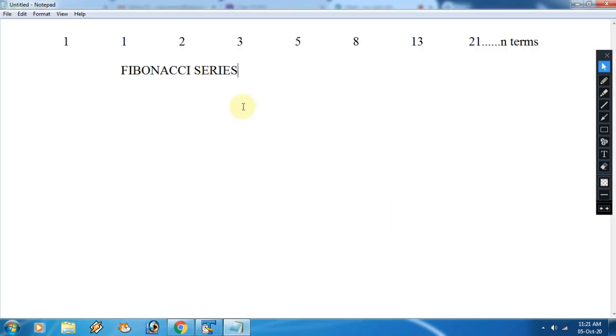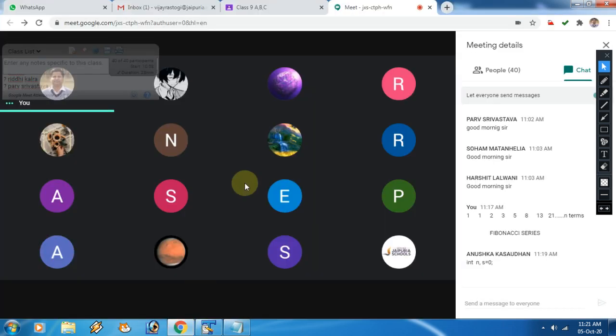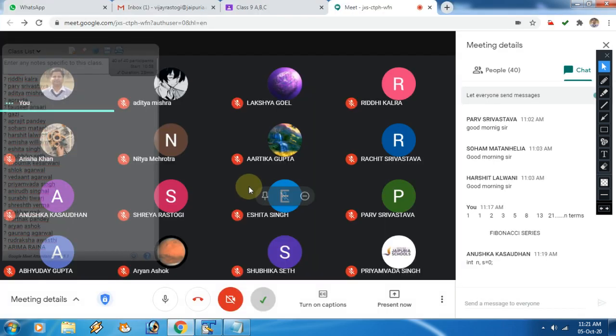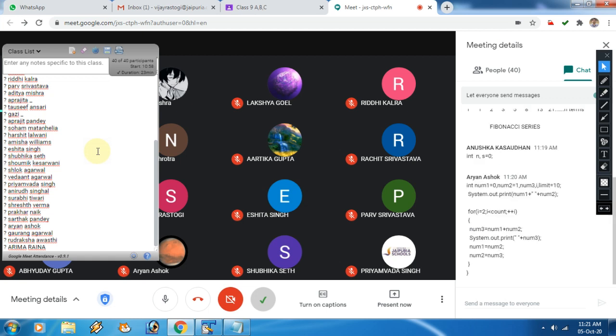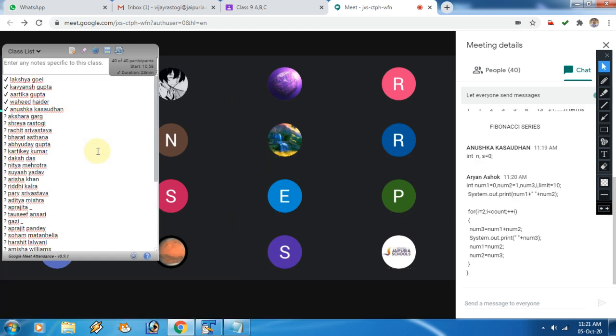This series you have to print for n terms, and this kind of series is known as Fibonacci series. And the Fibonacci series, it doesn't mean I have given from 1 1, so it will always start with this. It can start with any number. Okay? Laksh, do it fast.